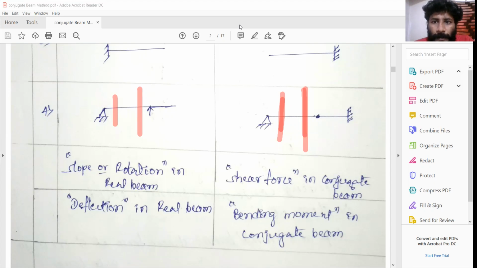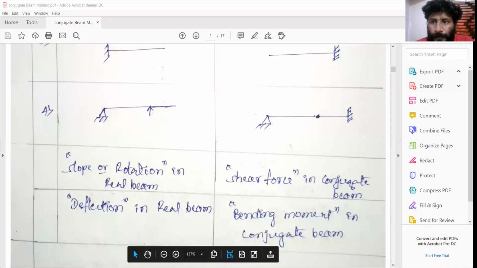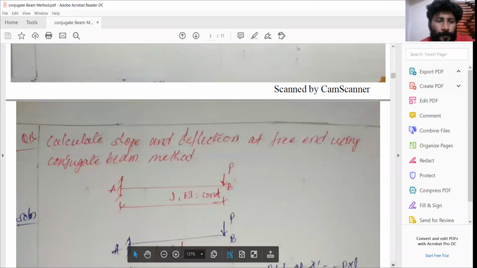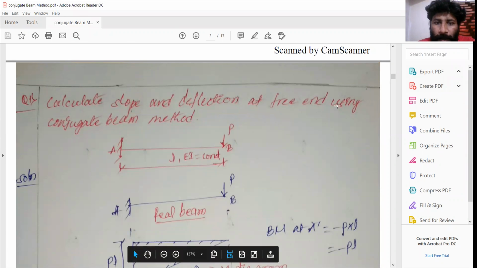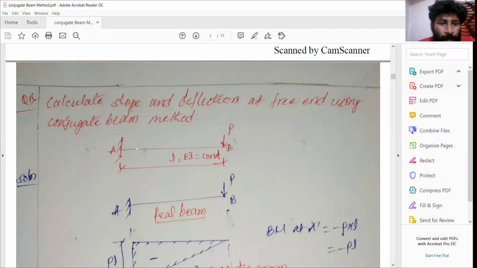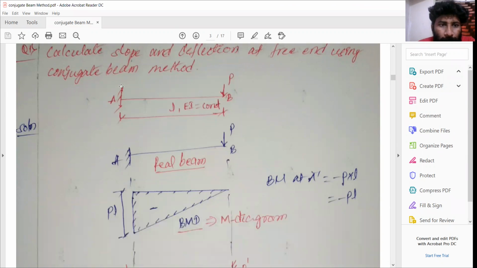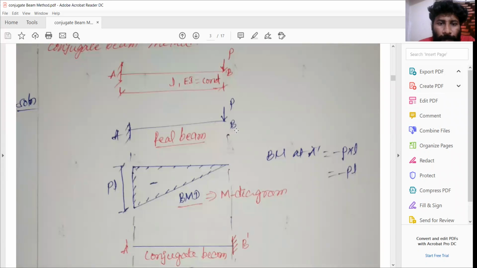Now we'll move on to some numerical problems. Problem number 1: calculate slope and deflection at the free end using the conjugate beam method. Here the problem given is a cantilever beam of length L, EI constant, subjected to a point load P. So this is our real beam, the actual beam. Once we have the real beam, first we have to write the bending moment diagram.